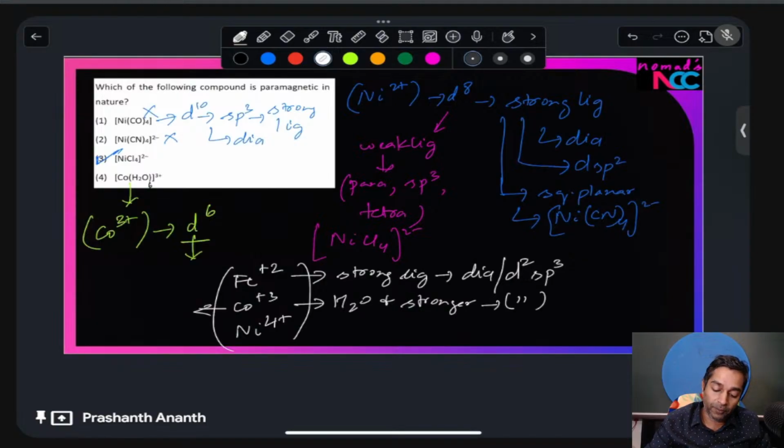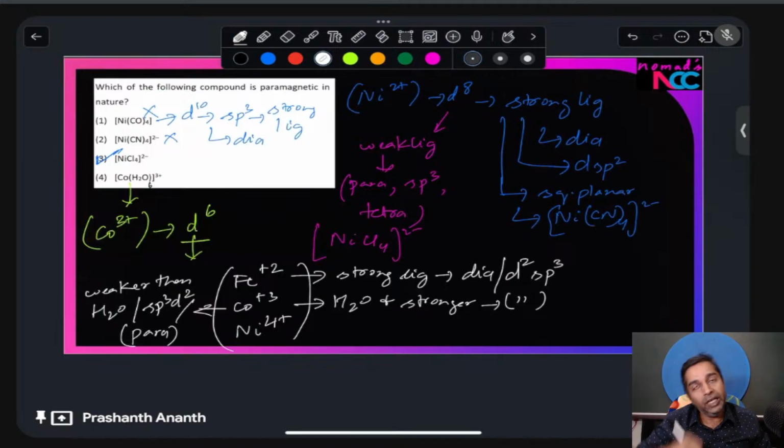Weaker than water will give sp3d2 and paramagnetic. Nickel 4 plus though, even with weak ligands, even with something like fluoride ion, which is a very weak ligand, will still be d2sp3.